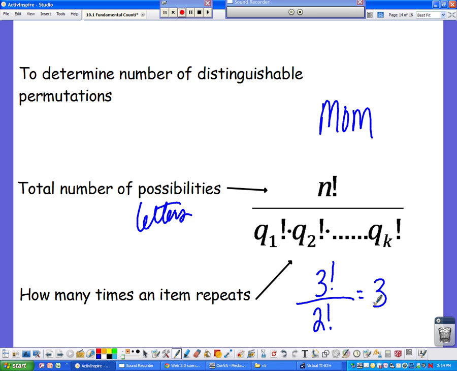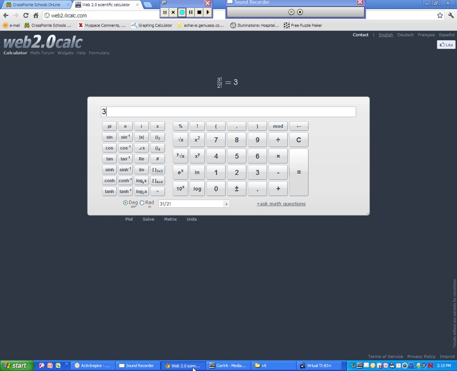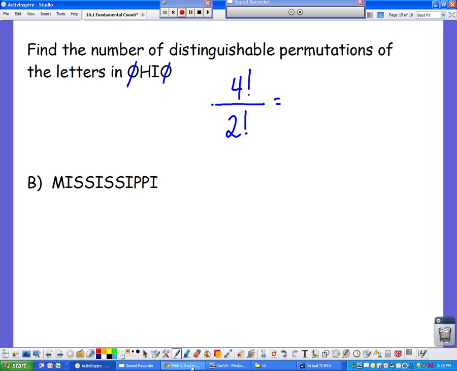Okay? All right, so let's look at some that are a little more complicated. For example, we want to look at the letters in Ohio. We always start out with how many total letters there are in Ohio. Well, 1, 2, 3, 4. And then we just do the repeats. The O's are the only things that repeat, so it's 2 factorial. So 4 factorial divided by 2 factorial gives me 12 different ways we can rearrange those letters.